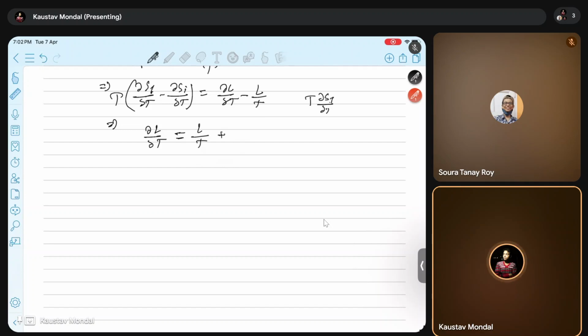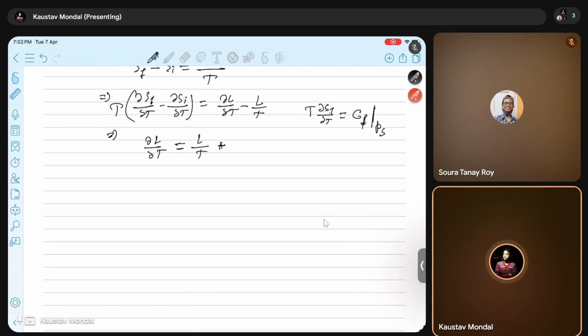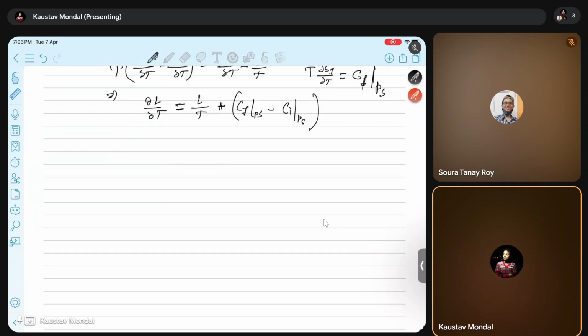You can write it as the specific heat in the final case at a fixed saturated pressure, let's write it as PS. Specific heat at fixed saturated pressure for the final state, so you can write it as CF at constant PS minus CI at constant PS. This is the general form of how latent heat changes with temperature, and this is known as Clausius-Clapeyron's equation.